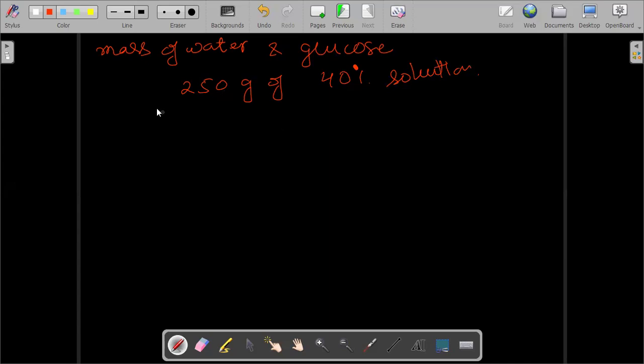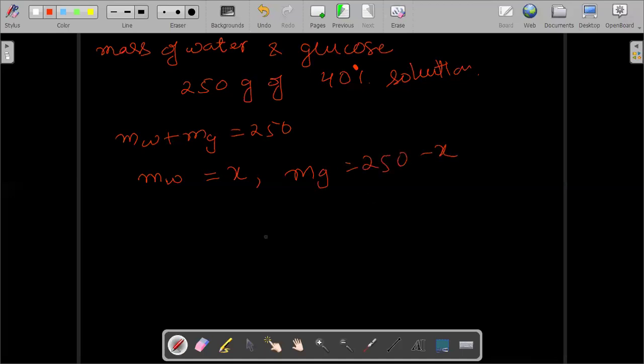Yes, sir. So see, the total mass of glucose and water should be 250 gram. Mass of water plus the mass of glucose should be equal to 250 gram. Yes, sir. So can I write that if I take mass of water to be X, the mass of glucose will be equal to 250 minus X? Yes, sir. Okay. Now let's just assume the mass of glucose only. We have mass of glucose as X.